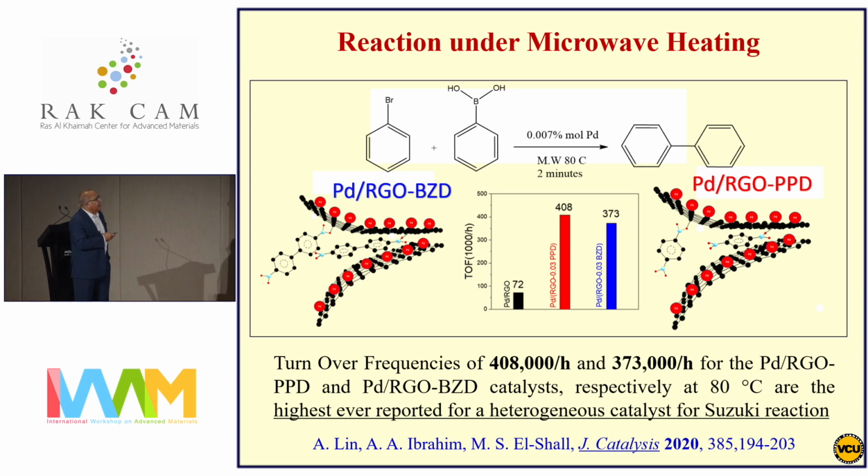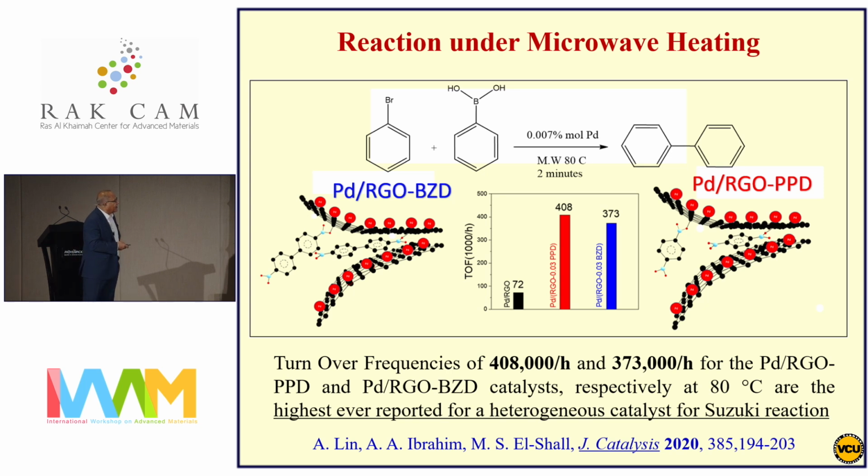So this is a very, very small concentration of palladium catalyst, and the reaction is still 100% complete in 2 minutes using microwave heating here at 80 degrees. From these results, we can evaluate the turnover frequency, and we find we went before from 100,000 to 200,000. Now, with adding the electron donors, we reach 400,000, 373 or 370.